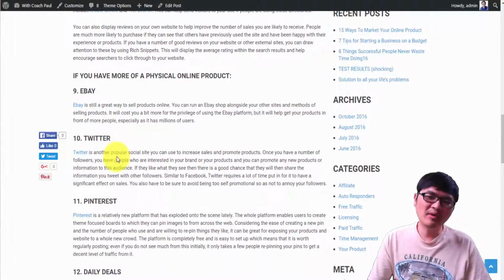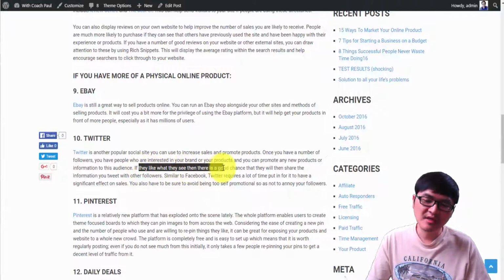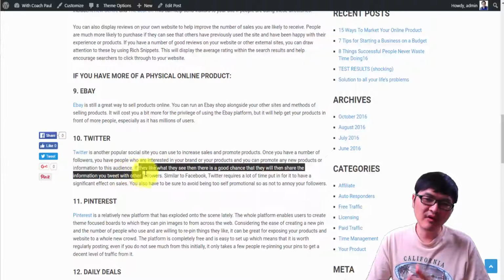And Twitter is another popular social media you can use to increase sales and promote the product. Once you have a number of followers and people who are interested in your brand and your product, you can promote any new products or information to this audience. If they like what they see, there's a good chance they will share the information you tweet with other followers.